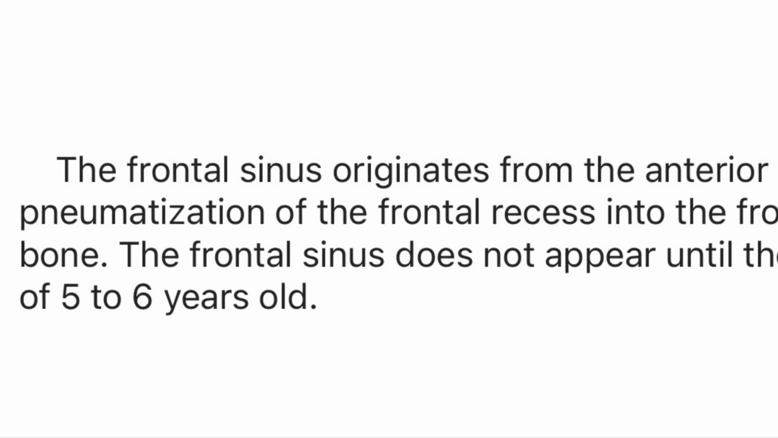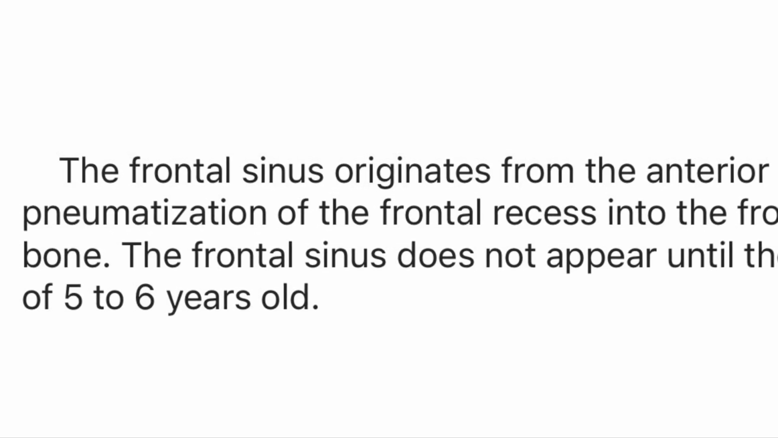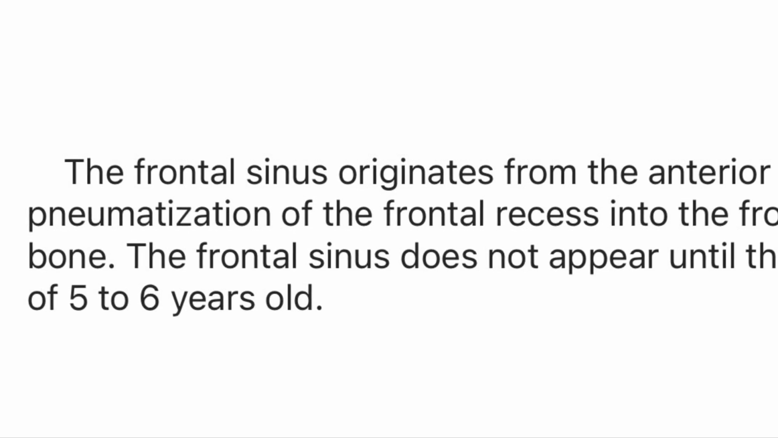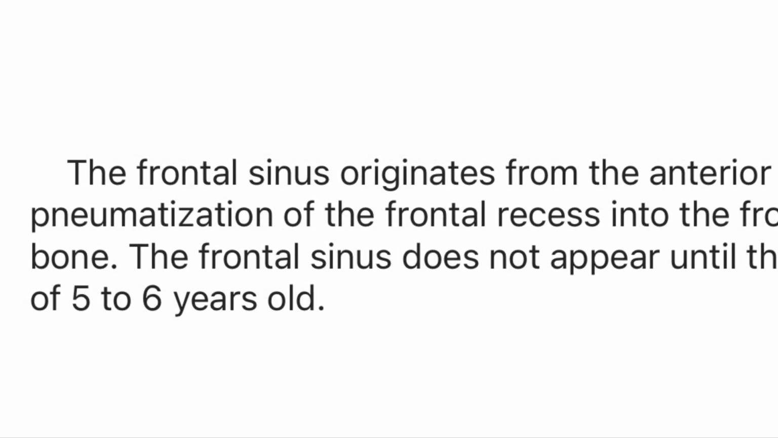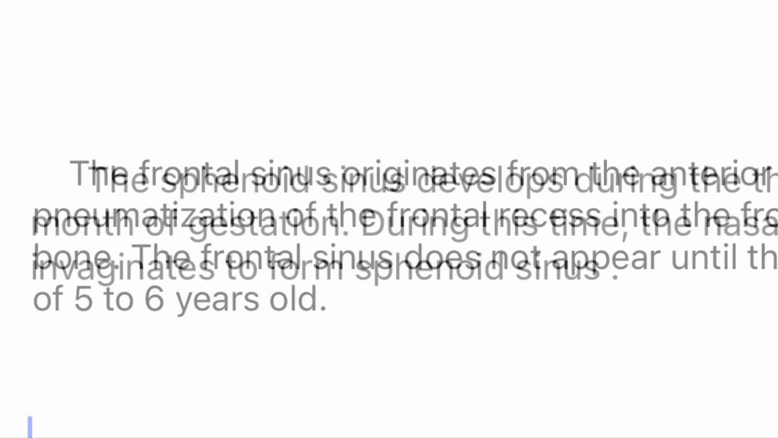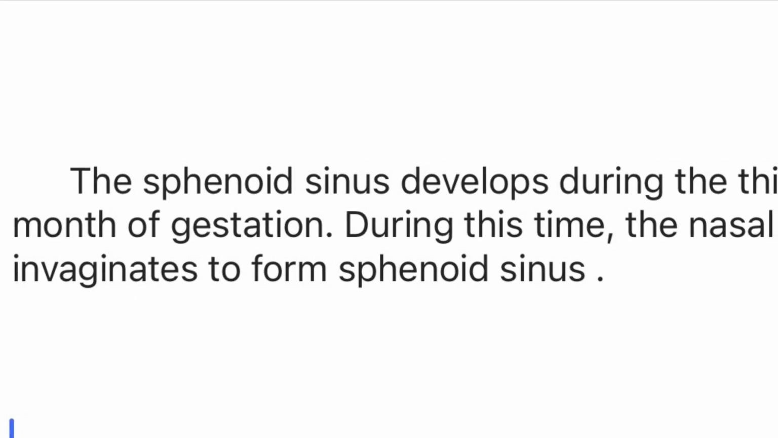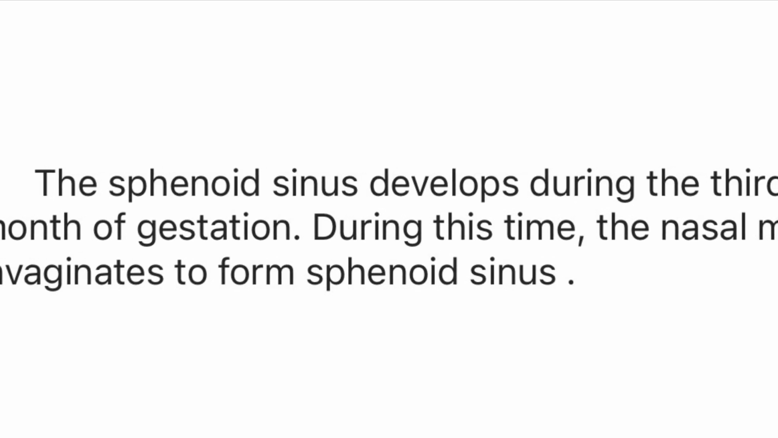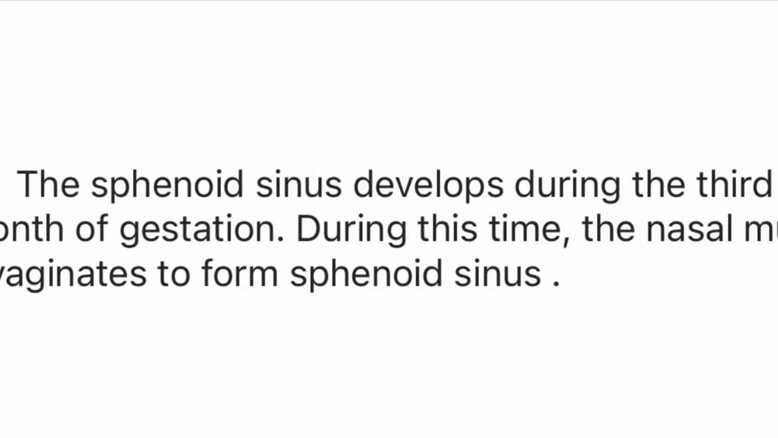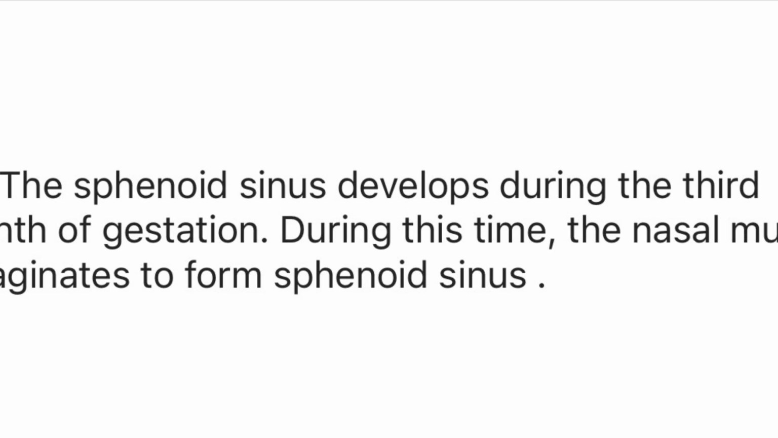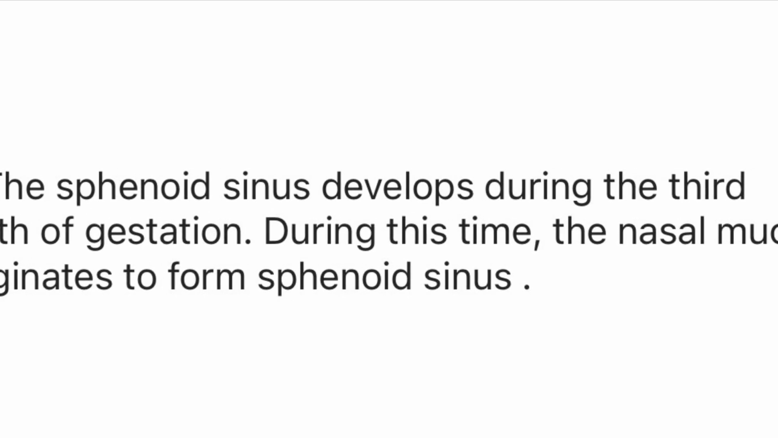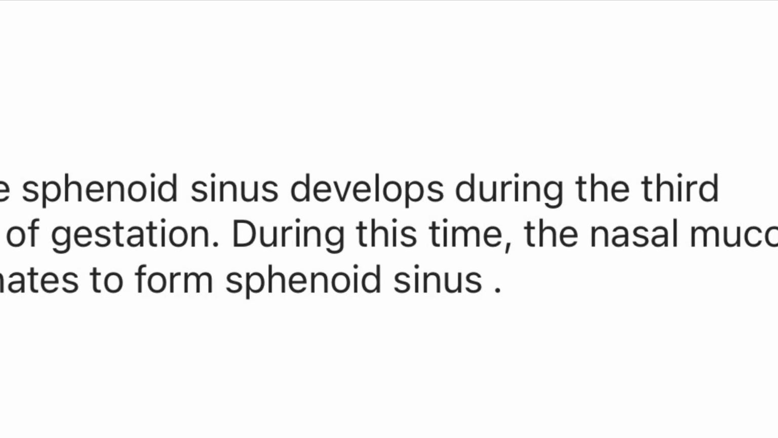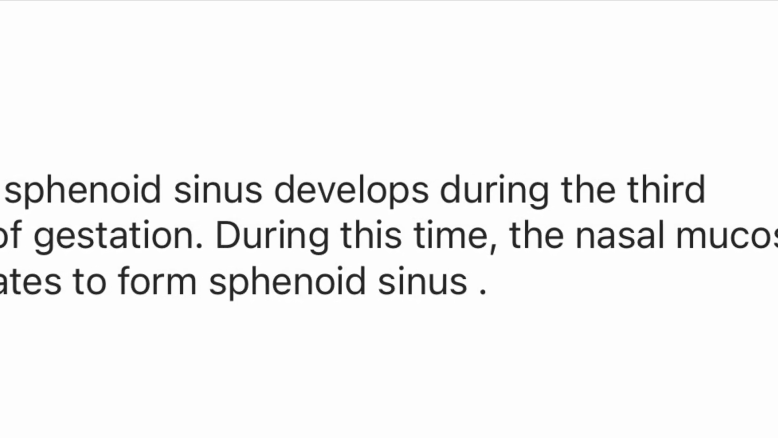It originates from the anterior pneumatization of the frontal recess into the frontal bone, and this frontal sinus appears at about 5 to 6 years of age. The sphenoid sinus develops during the third month of gestation. During this time, the nasal mucosa invaginates into the posterior portion of the nasal cavity and forms a common cavity, and this is divided by the developing septa to form the sphenoid sinus.